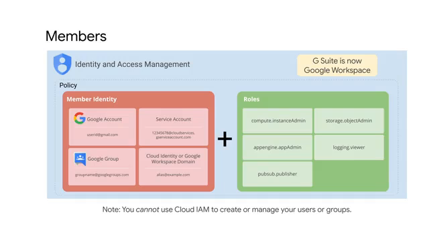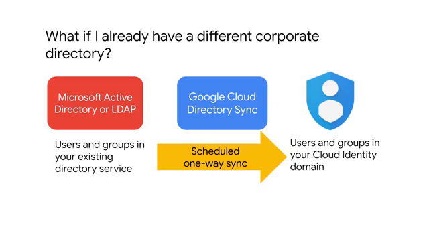Now, it's important to note that you cannot use Cloud IAM to create or manage your users or groups. Instead, you can use Cloud Identity or G Suite to create and manage users. What if you already have a different corporate directory? How can you get your users and groups into GCP?